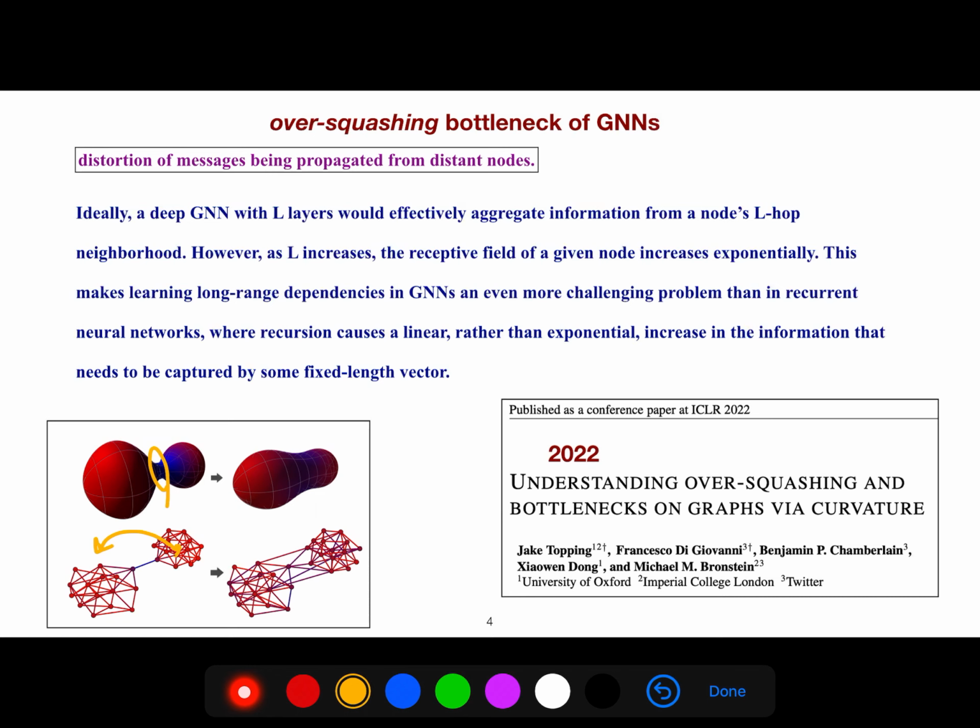Ideally, a deep GNN with L layers would effectively aggregate information from a node's L-hop neighborhood. However, as L increases, the receptive field of a given node increases exponentially. This makes learning long-range dependencies in GNNs an even more challenging problem than in recurrent neural networks, where recursion causes linear rather than exponential increase in information that needs to be captured by some fixed length vector.